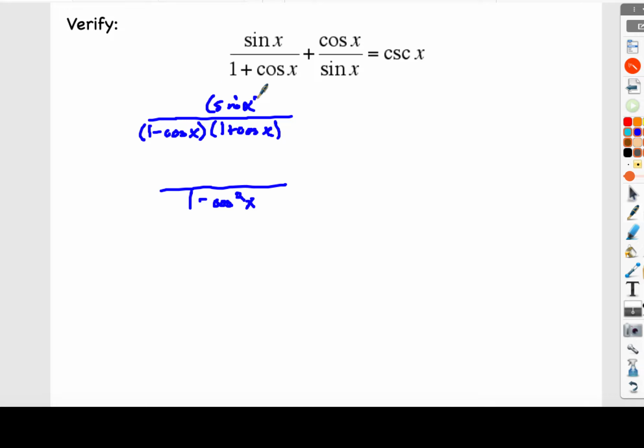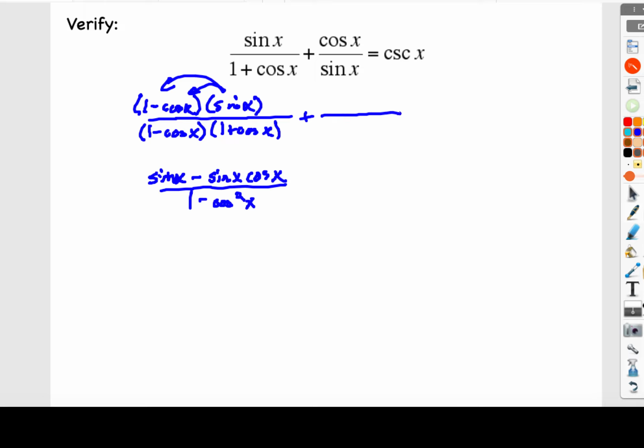Now, in order to multiply the bottom, we also have to multiply on the top. So again, the sine of x was already there. I need to also multiply by 1 minus the cosine of x. Because if I'm going to multiply it on the bottom, I have to do it on the top. And in that case, let's go ahead and distribute. Sine of x times 1 would be the sine of x minus the sine of x times the cosine of x.